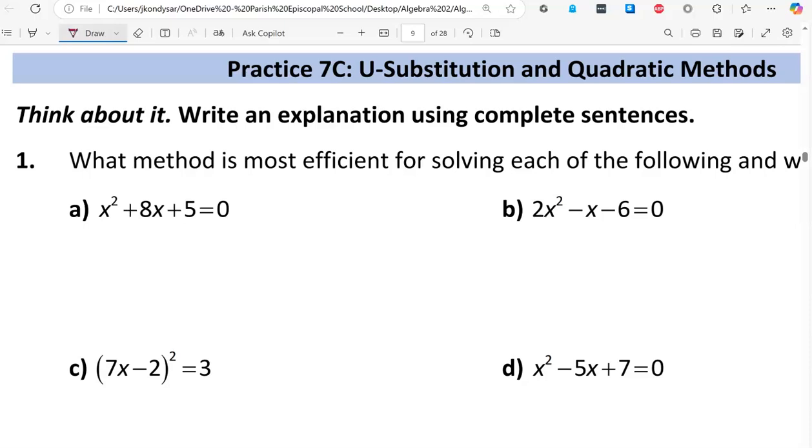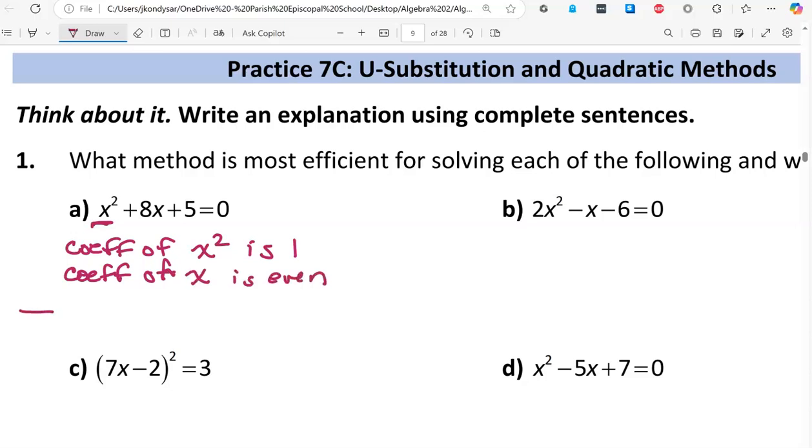And in A, we have a coefficient of x squared, which is equal to 1, and the coefficient of x is an even number, so therefore complete the square is the most efficient method for solving.